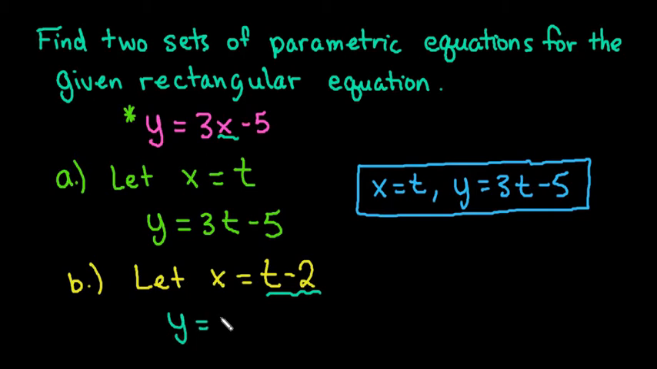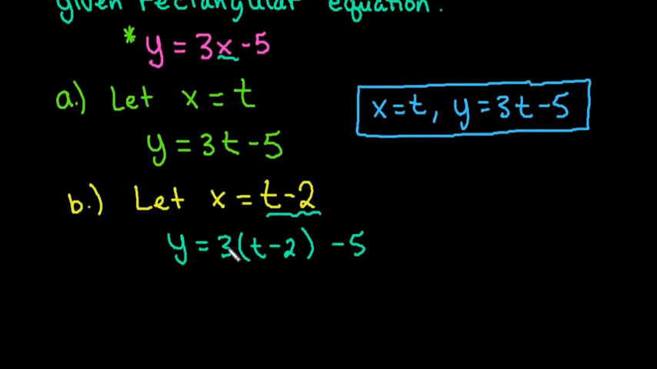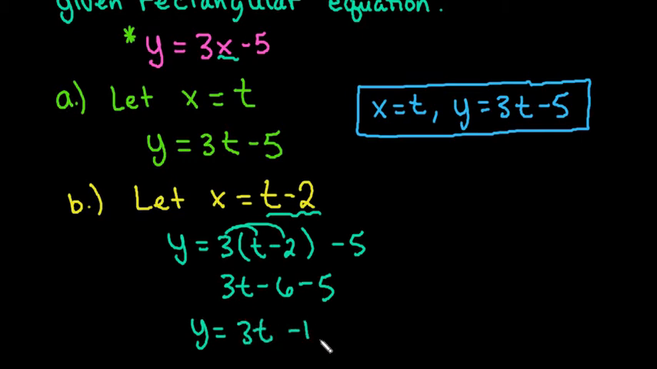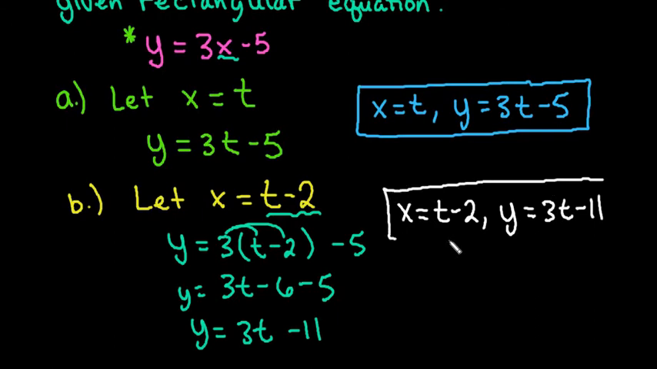And so we would say that y equals 3 times t minus 2 minus 5. Now what we want to do is simplify this equation. So I would distribute the 3 in. So I have 3t minus 6 minus 5, which ends up giving me y equals 3t minus 11. So another acceptable parametric equation that I could use is that x equals t minus 2 and y equals 3t minus 11.